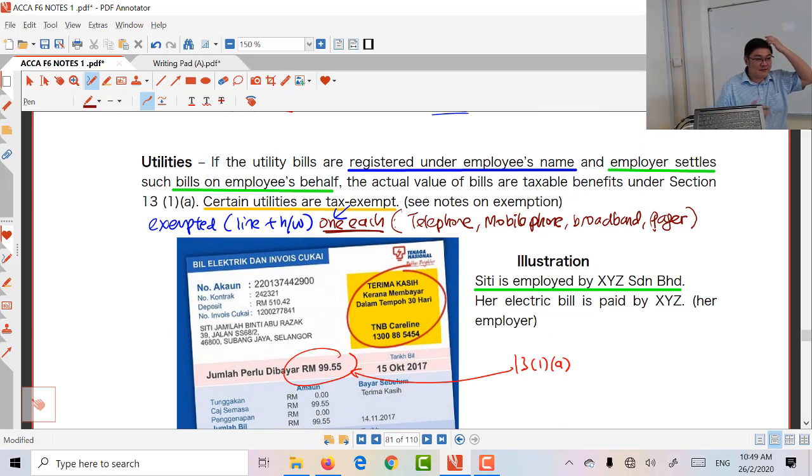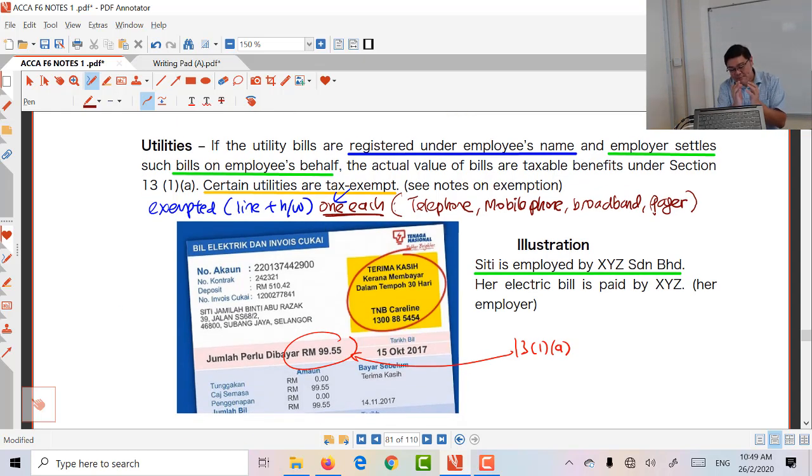I don't even know whether we still have pager companies now or not. So our law is so outdated. Exemption is given for one of each of these things: one telephone, one mobile phone, one broadband, and one pager. The exemption goes with the hardware, which is a good thing. So your boss can give you an iPhone worth 5,000 ringgit, and you still get the exemption, because exemption is given for one line and hardware.